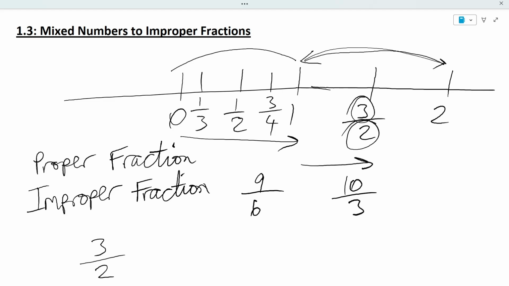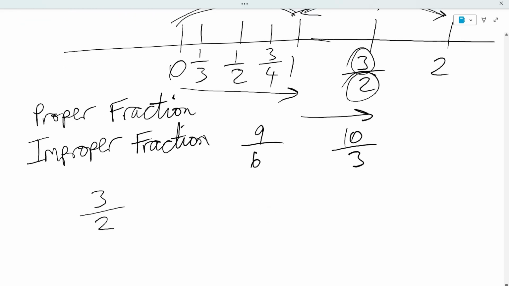Well, that means that we can move to the 1 and then move some fraction along to reach that 3 over 2. And indeed 3 over 2 is equal to 1 and a half. And this is a mixed number because it's made up of a whole number and a proper fraction.